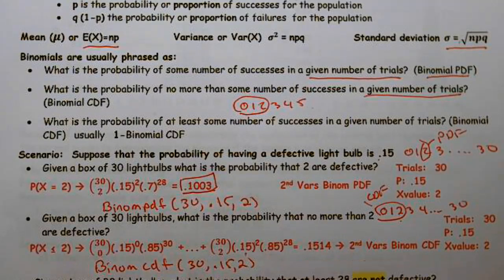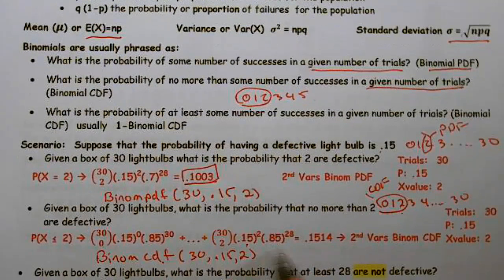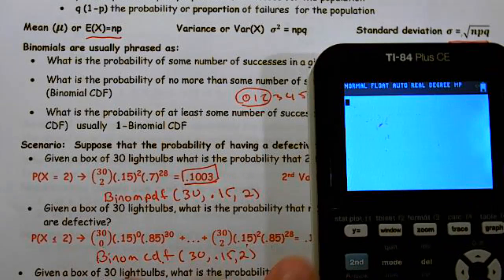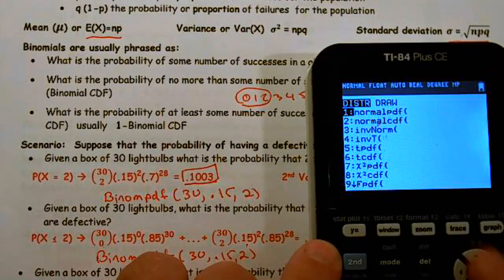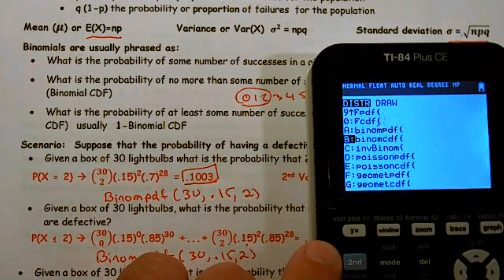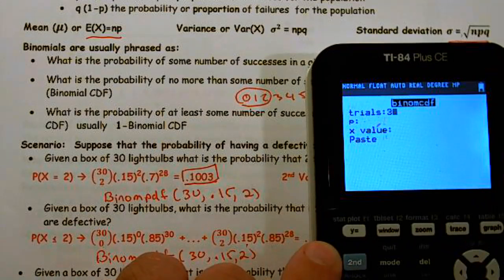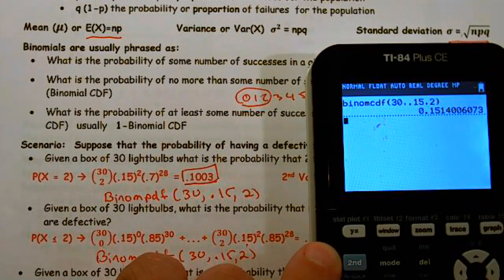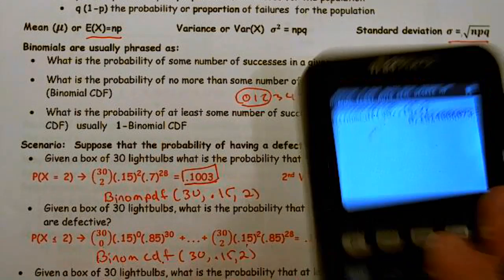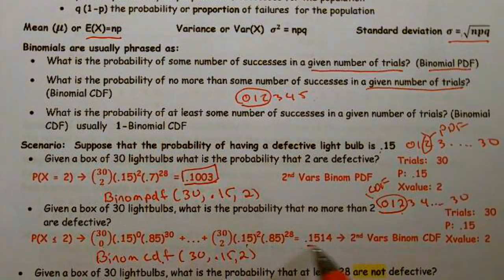And if you notice, these are almost exactly the same. The difference is that's a PDF, which means specifically this value. This is a CDF, which means it includes the top value and any other values that are below it, which would be 0 and 1 in this case. So second vars, binomial CDF, trials is 30, probability is 0.15, and my x value is 2. And I end up getting 0.1514, which is what we have here.